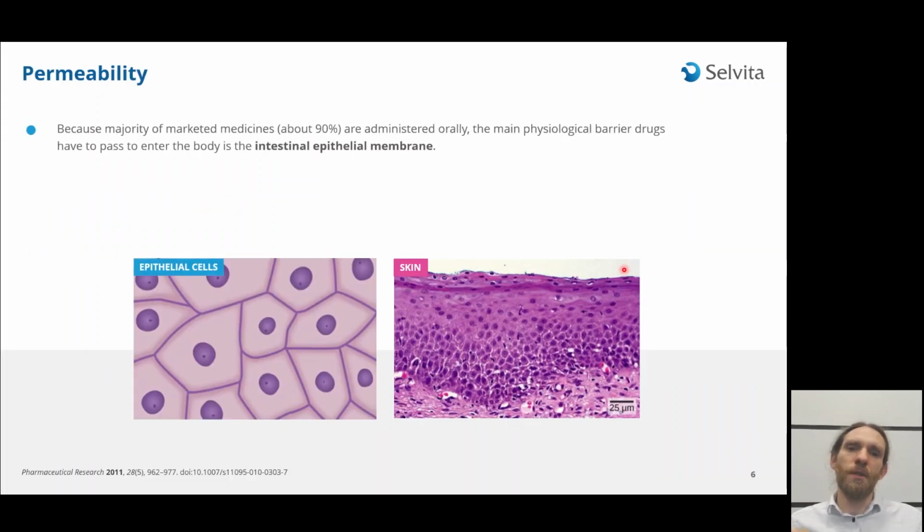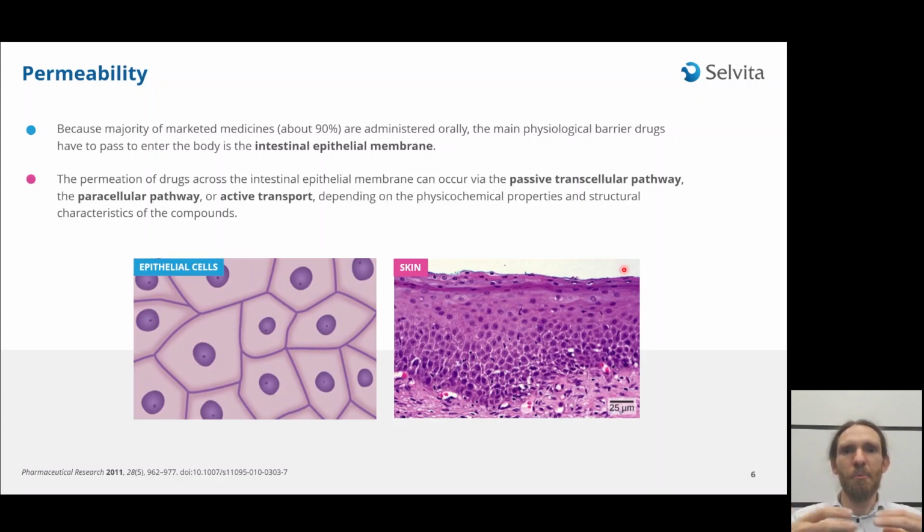Now let's move on. The majority of marketed medicines are administered orally. Because of that, the main physiological barrier for these drugs will be the intestinal epithelial membrane. The permeation of drugs through this intestinal epithelial membrane can occur via different mechanisms, which are the passive transcellular pathway, paracellular pathway, and active transport. We'll describe them in detail in a moment.